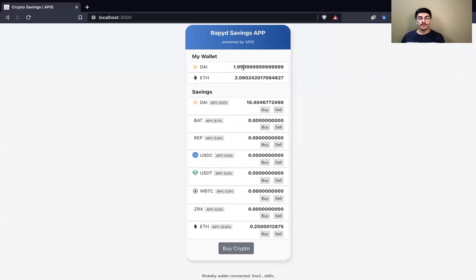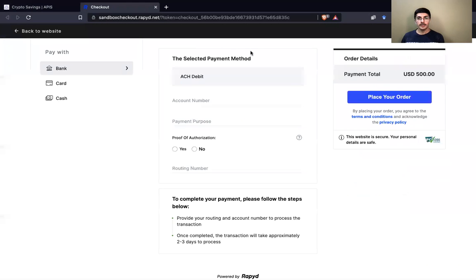If the user does not have the crypto tokens along with him, then he or she can use the buy crypto facility. The buy crypto function is linked with Rapid API. Rapid API uses this client portal, which can be used for easy payments of fiat of $500.